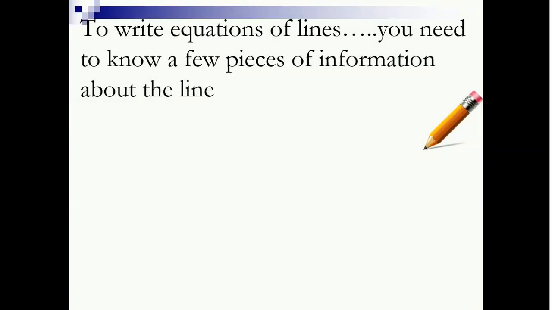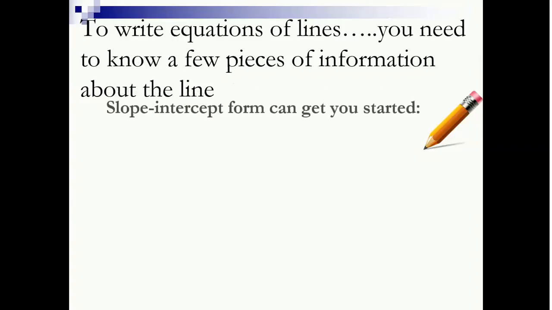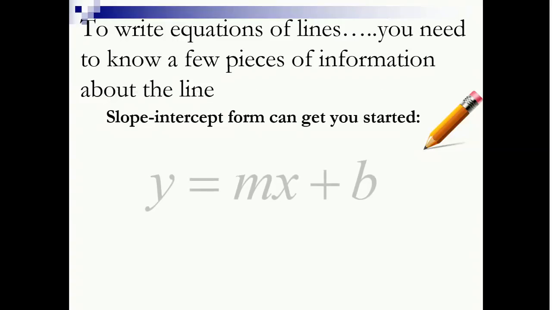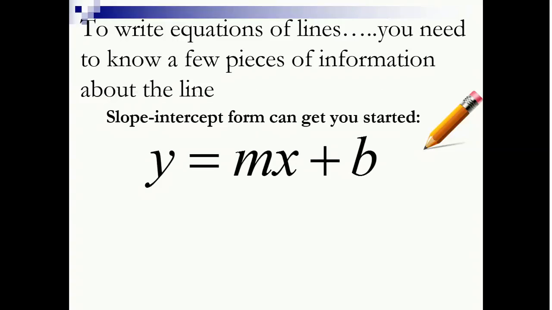You need to know a few pieces of information. More importantly, the slope-intercept form can help you get started. y equals mx plus b. So if you remember, your m was your slope, and the b was the y-intercept. Well, we're not all the time going to get the y-intercept, but we can find it.